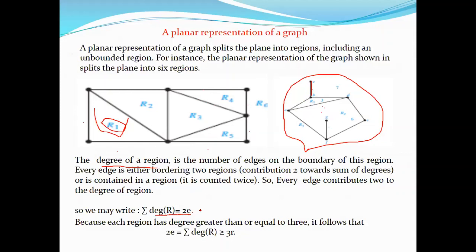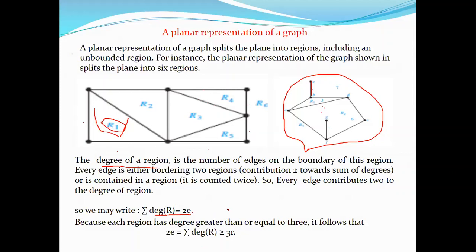So this result is quite similar to our handshaking theorem, where the sum of degrees of vertices was equal to twice the number of edges. So 2e is equal to the sum of degrees of regions. Note this result, as we require it at a later stage.